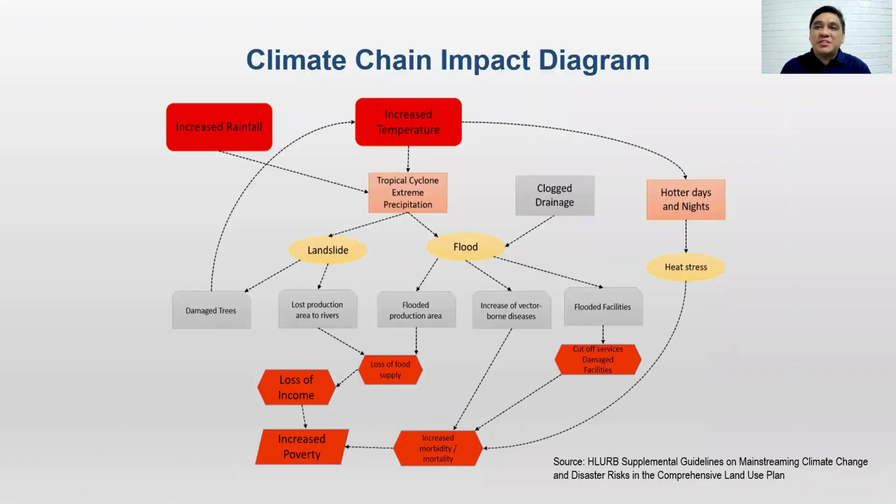Another way of presenting the impact chain diagram is by including more than one climate stimulus, which would trigger more than one hazard affecting multiple sectors. This is quite complicated, but the advantage is you can see the interrelation of different climate factors in the study area in just one diagram.